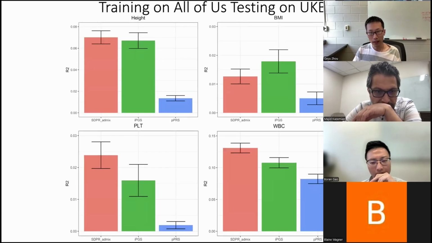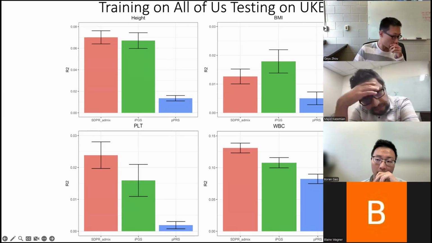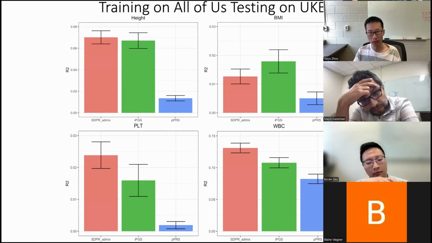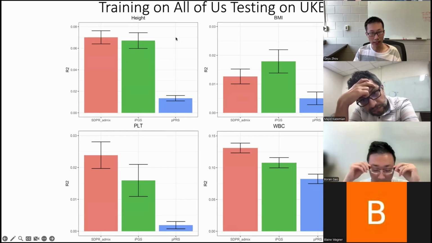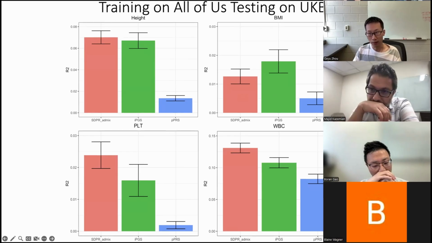We train the prediction models on All of Us, and then we test the prediction accuracy in the UK Biobank. We compare our method, SDPR ADMIX, mainly with two other methods, PGS and PRS. We are not able to compare with Gaudi on this dataset due to some computational issues. And we are able to see that for the four traits, height, BMI, platelet counts, and white blood cell counts, our model is able to achieve a 10 to 400% improvement in prediction accuracy.